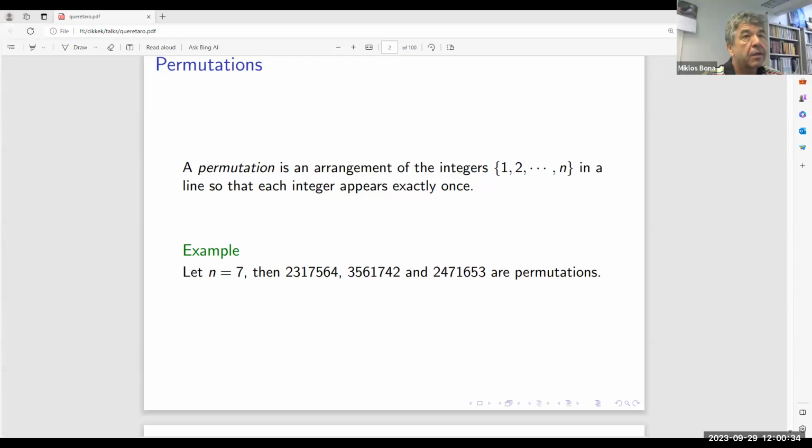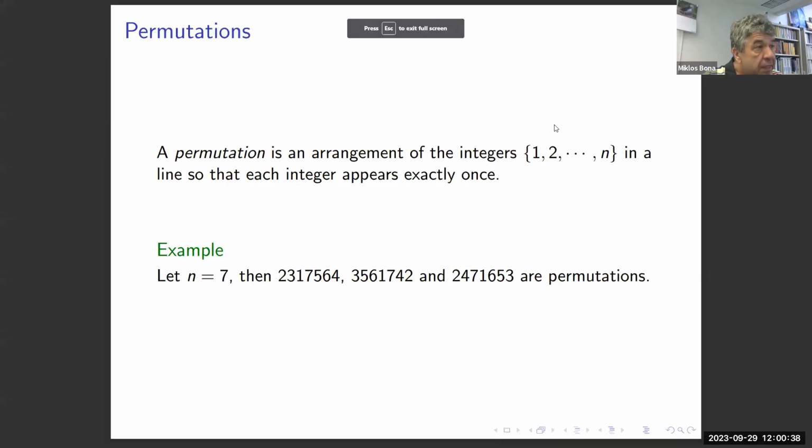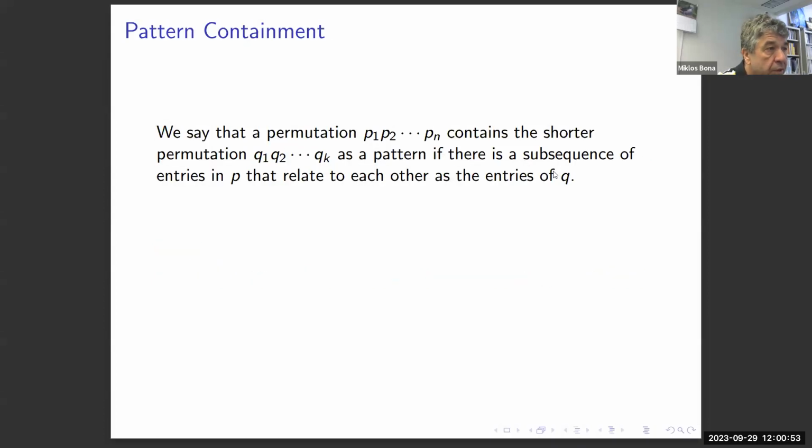Thank you, Sandra. I will give a survey of the pattern avoidance problem. For us in this talk, a permutation is an arrangement of the integers 1 through n so that every number shows up exactly once. This is like the computer science definition, not so much the group theory definition. For instance, these are permutations.